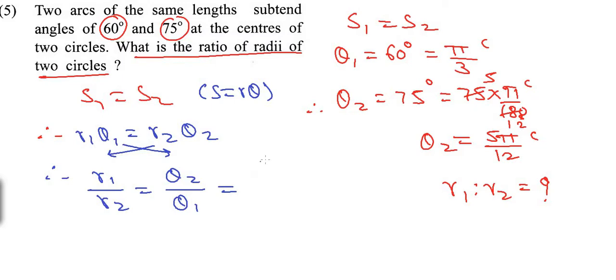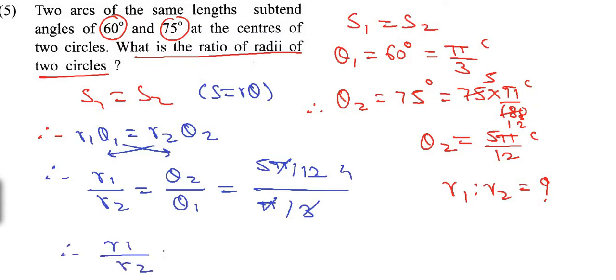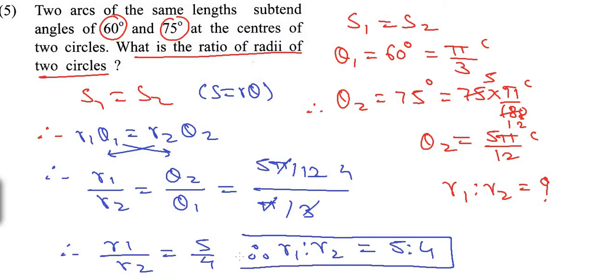Theta 2 is 5 pi by 12 upon theta 1 pi by 3. This pi mutually got cancelled and 3 4s are 12. So we get R1 upon R2 is equal to 5 by 4, and so finally we can write therefore R1 is to R2 is equal to 5 is to 4. The ratio of radii is 5 is to 4.